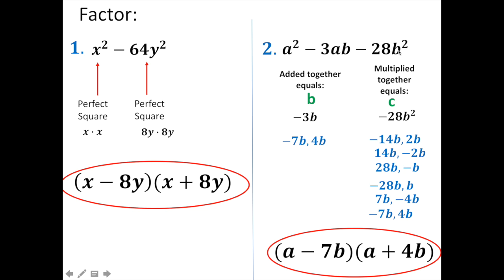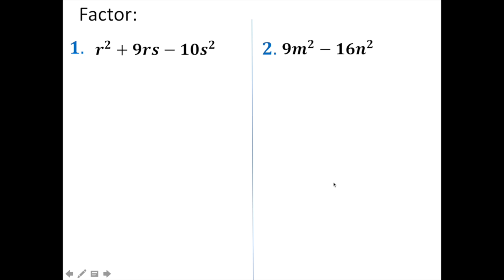And again, if you just kind of ignore this b from the start, then we go, okay, two numbers multiplied together give me negative 28, but add together to give me 3. That would be negative 7 and 4. Then we just add our b in at the end. Try these two. Go.